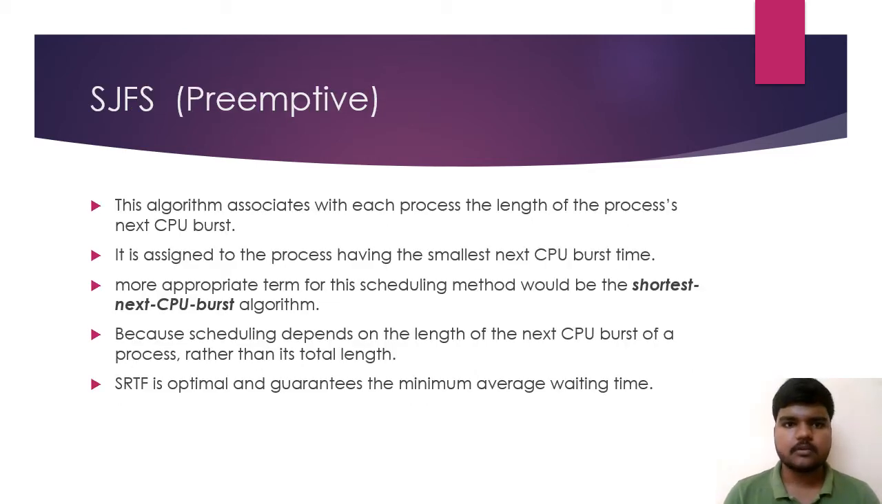The next algorithm is SJF, which is a non-preemptive algorithm. SJF stands for shortest job first. This algorithm associates with each process the length of the process's next CPU burst. The CPU is assigned to the process having the smallest next CPU burst time. So the more appropriate name for this scheduling method would be the shortest next CPU burst algorithm, because the scheduling depends upon the next CPU burst time rather than its total length.